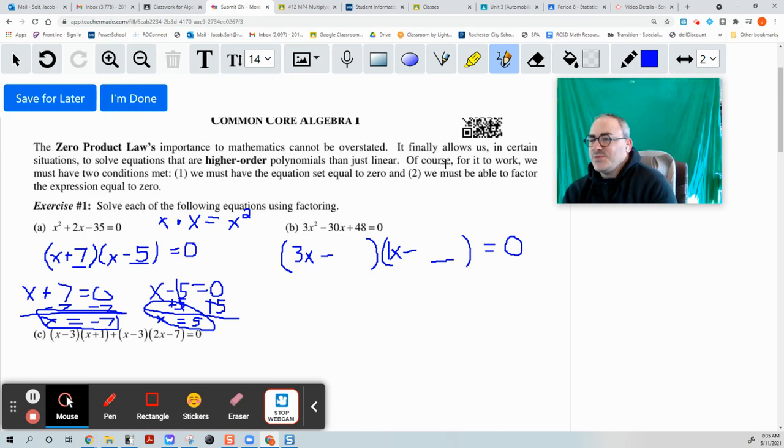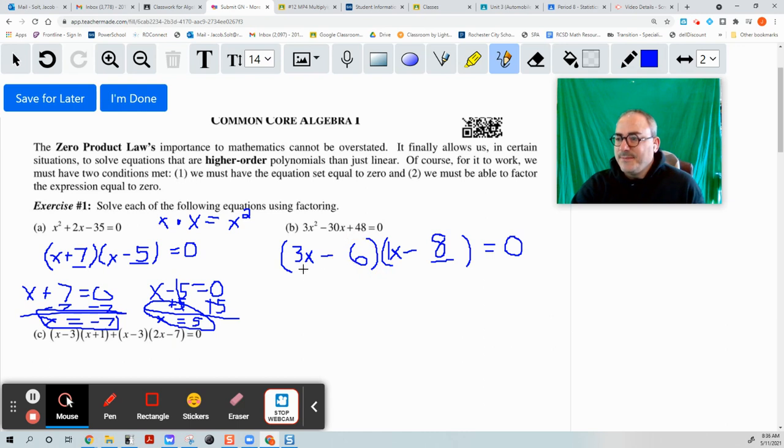3 times 8 would be 24. And if I add 24 to 6, I get 30. I think I've got it. So that's kind of the process. You just kind of think and consider and play on your calculator or play with numbers for a little while. I think I'm going to put an 8 here and a 6 here.